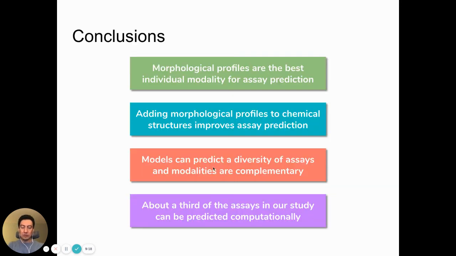So, in conclusion, morphological profiles are the best individual modality for assay prediction. Adding morphological profiles to chemical structures improves assay prediction. Models can predict a diversity of assays, and modalities are complementary to each other. About a third of all the assays in our study can be predicted computationally.